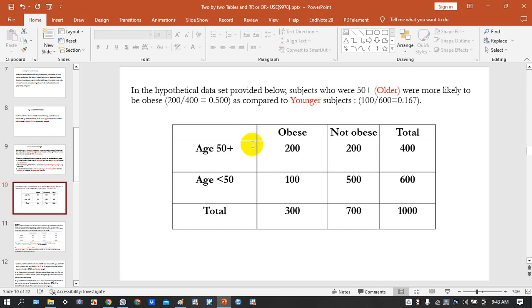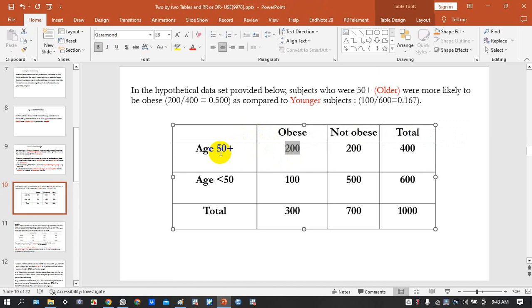So we want to see age. Those who were greater than 50 years old were obese, whereas those who were less than 50 years old were what? Were also obese, but their frequency is lower than those who were above 50 years old. So those who were older, the aged, had a higher frequency of obesity compared to the younger. The aged have 200 people being obese, while the younger who were obese were only 100.